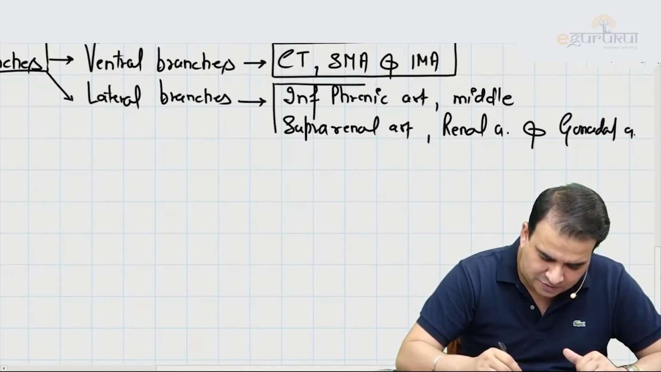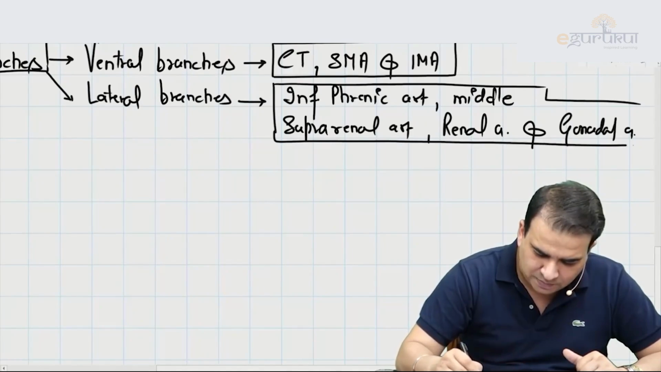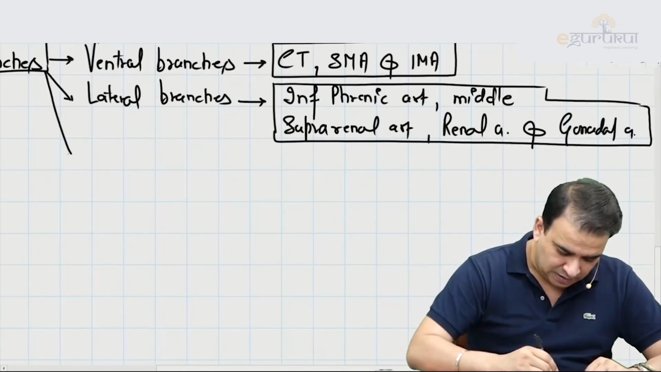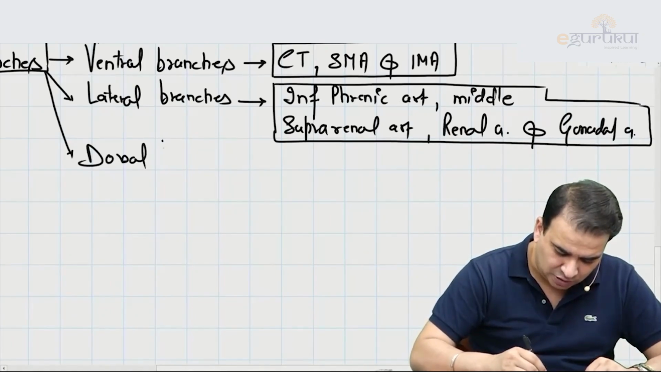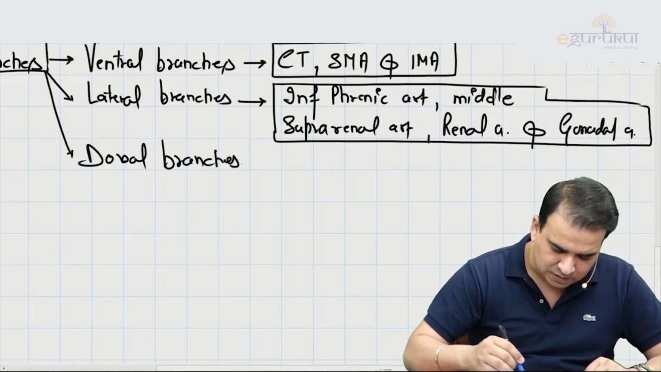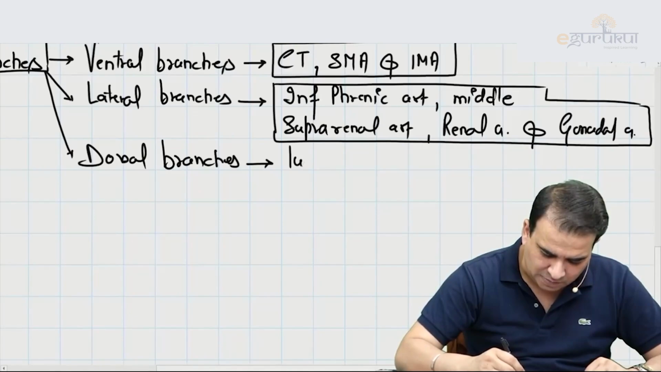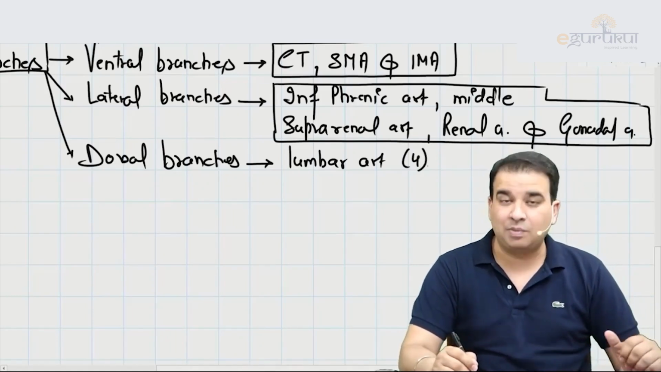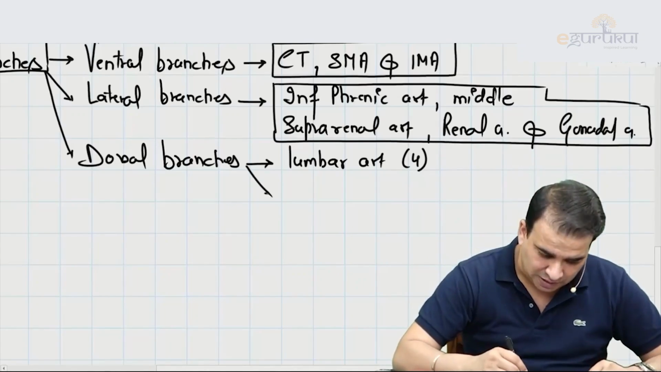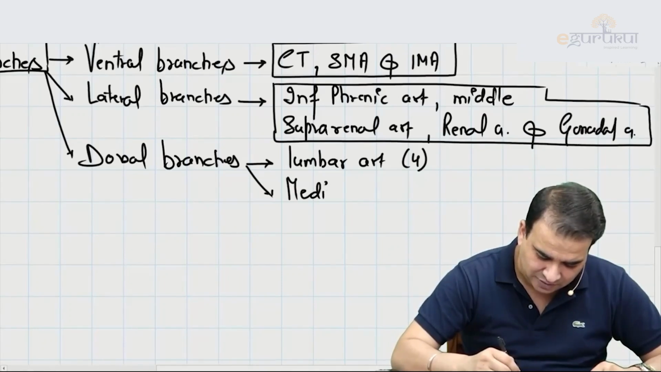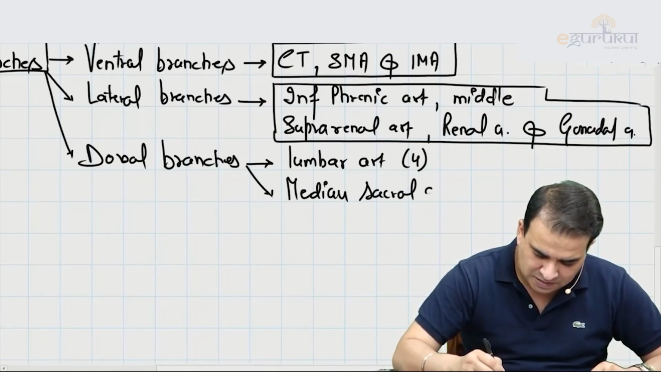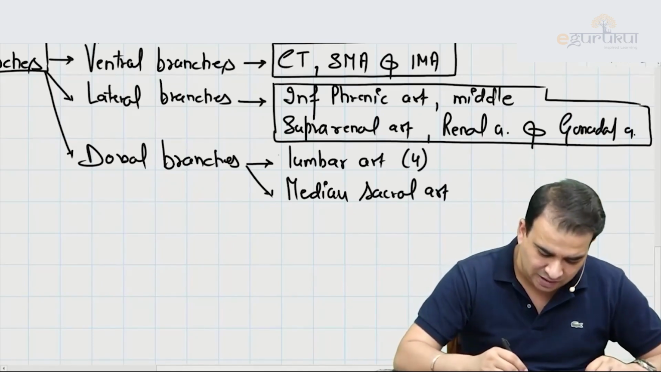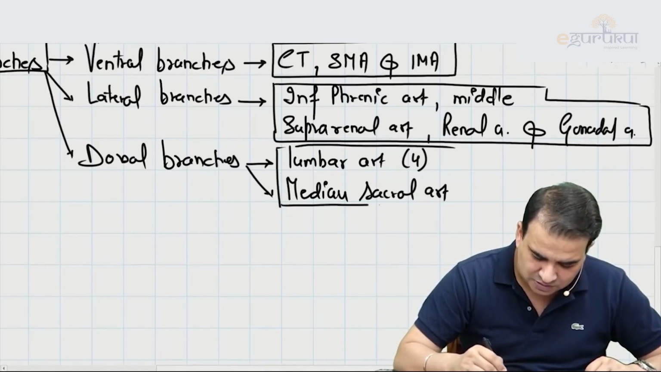These are the lateral branches of the abdominal aorta. You will see them coming out from the lateral side of the aorta. We call them lateral branches of the abdominal aorta. Then the third type, we have the dorsal branches of the aorta. The dorsal branches include the lumbar arteries. These are paired arteries, usually 4 in number. A fifth can also be there, but that is not coming from the aorta itself. So we have the lumbar arteries and then the median sacral artery. The median sacral artery is unpaired. Lumbar arteries are paired, so we have 4 pairs of lumbar arteries and this unpaired median sacral artery. These are the dorsal branches of the aorta.